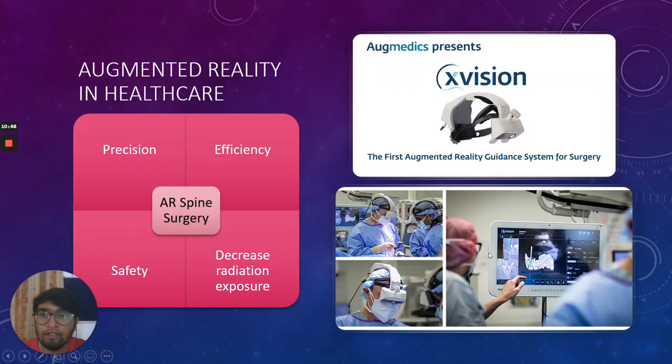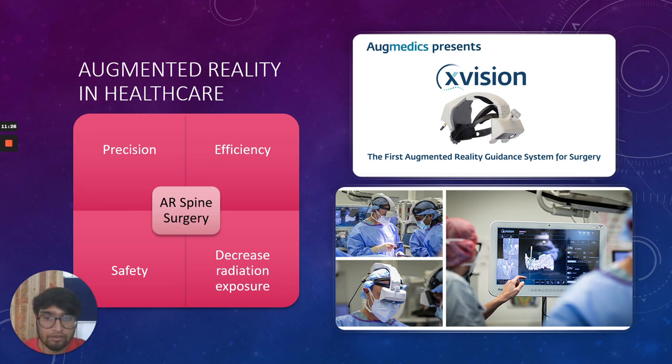Moving ahead, the basic reason I chose this topic is that a company in the US called Augmedics is using this X-Vision device for a very good purpose. Doctors are using it for AR-based spine surgery, where they can see the complete structure of the spine in real time, through which they can perform the surgery in a very efficient manner with precision and safety.